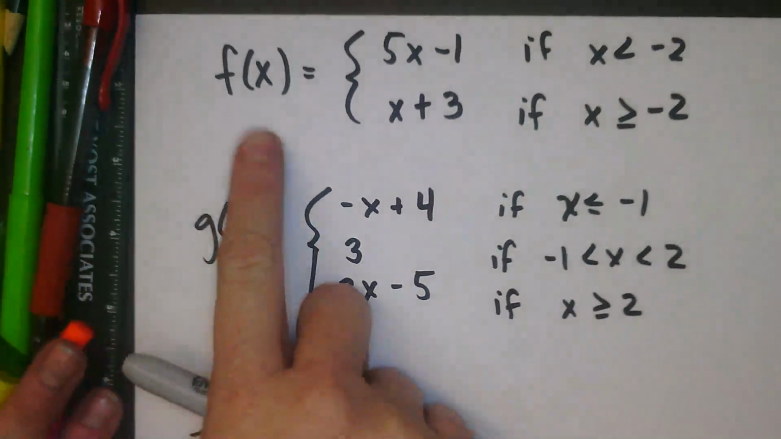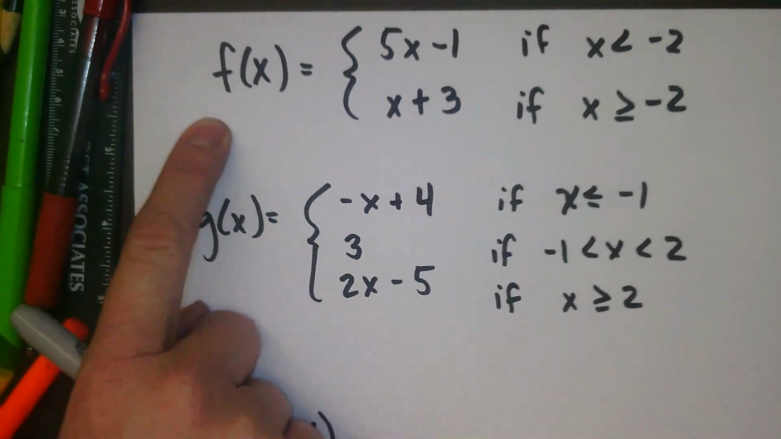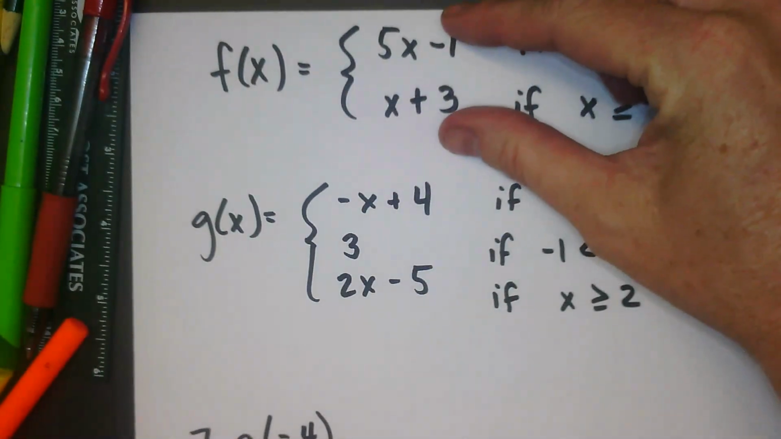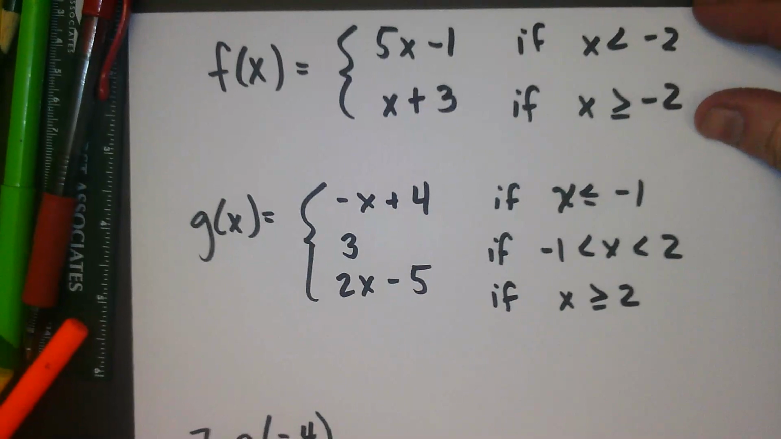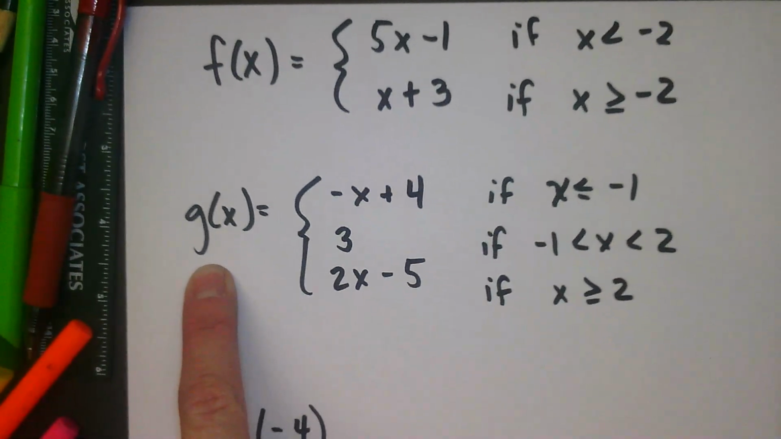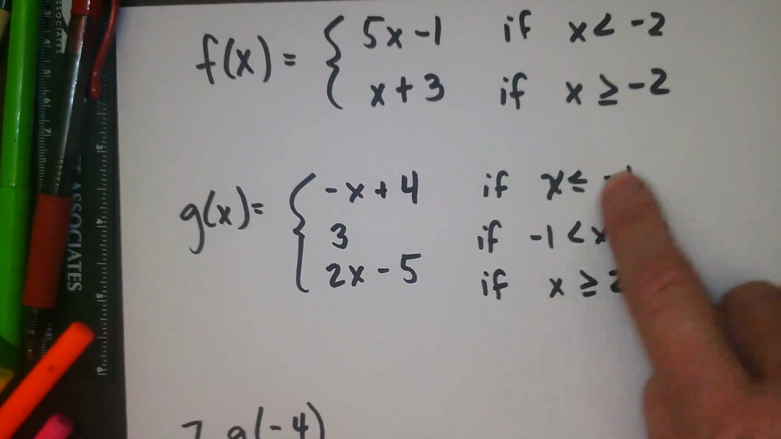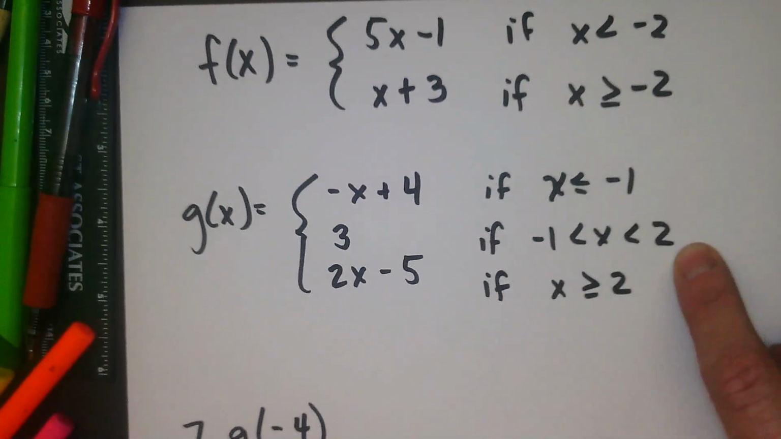Okay, we are looking at two piecewise functions, one called f of x, one called g of x. F of x is made up of two different equations, split by the domain at -2. G of x is made up of three different equations, 1, 2, 3, split by the domain at two different places, one at -1, and then again at 2.